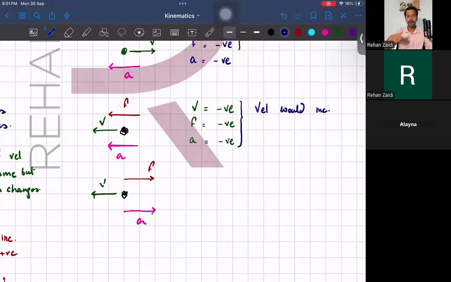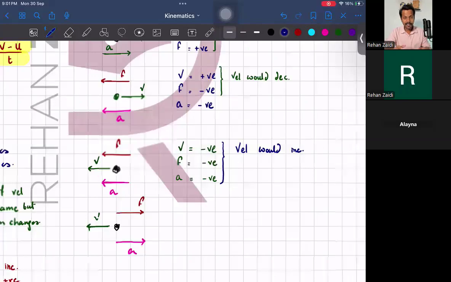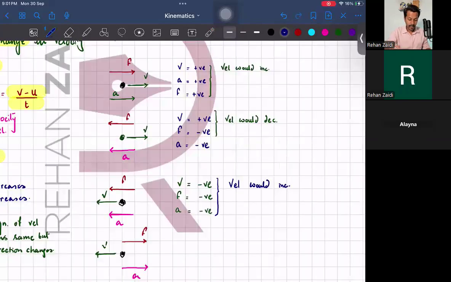Although the acceleration is negative. So basically, the catching point, the punchline is, if the velocity and the resultant force are in the same direction, the velocity would increase. If the velocity and acceleration or resultant force are in the opposite direction, the velocity would decrease.